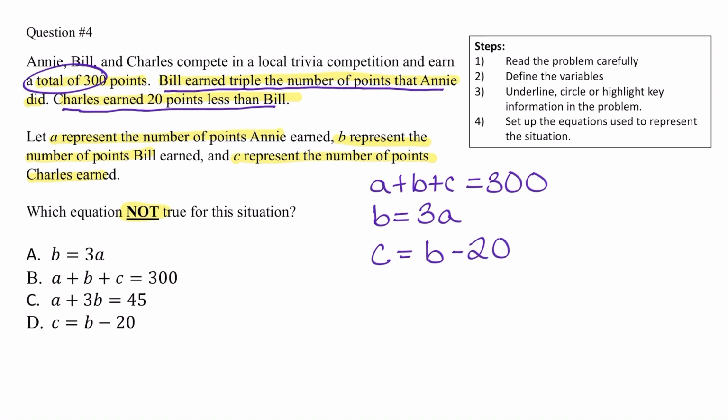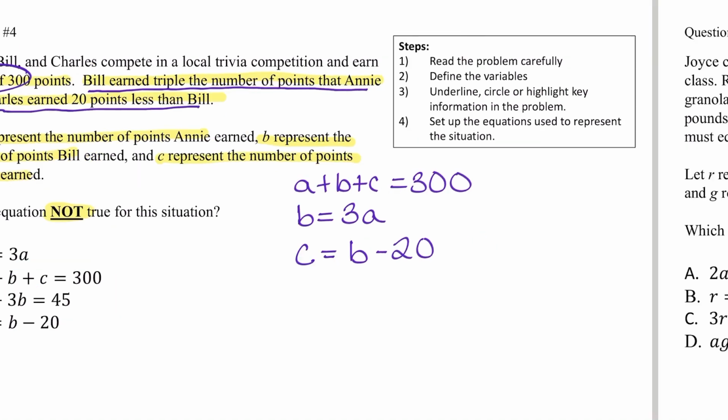So I'm going to cross out any answer choice that does not match these. So this is a good choice. B doesn't need to be excluded. C doesn't look like it makes any sense for this problem, but let's just double check D. D matches our last equation, so that means that C is the left out equation, right? So C is the one that's not true for this situation.